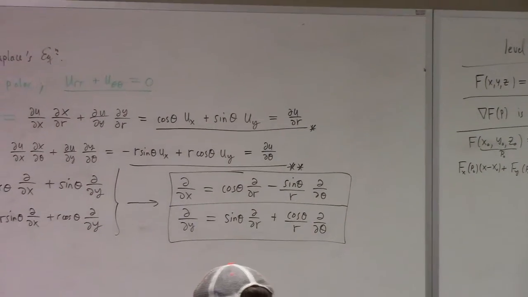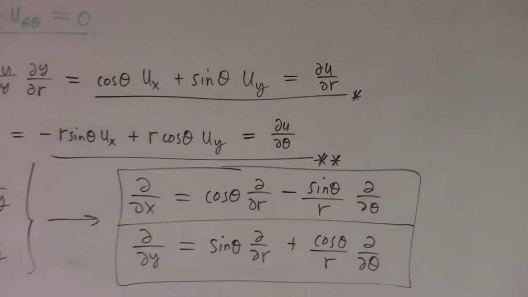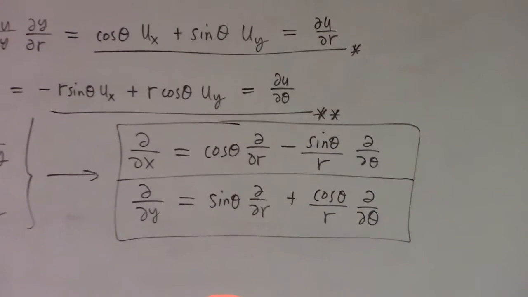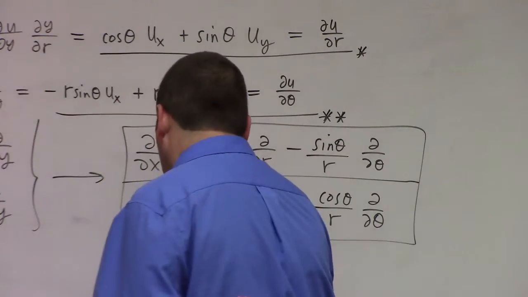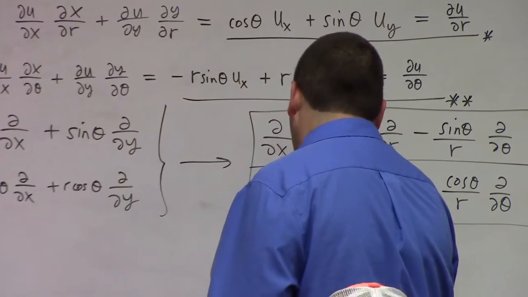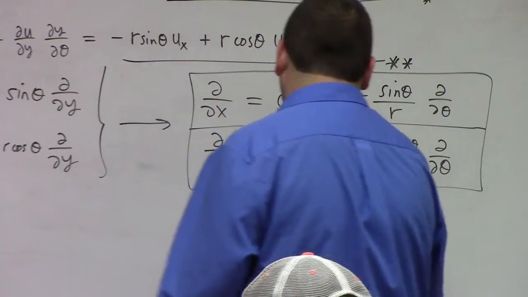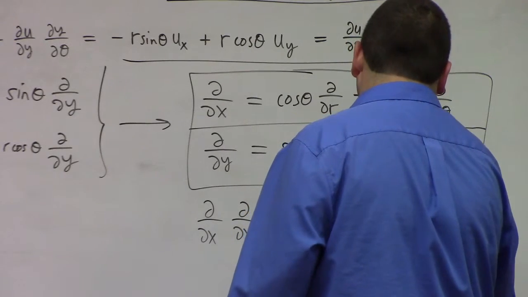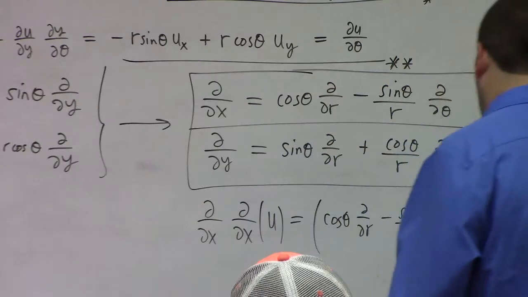So how do you find Laplace's equation in polar coordinates? You do partial x of u, in the sense that that's equal to cosine theta partial r minus sine theta over r partial theta, and that again.